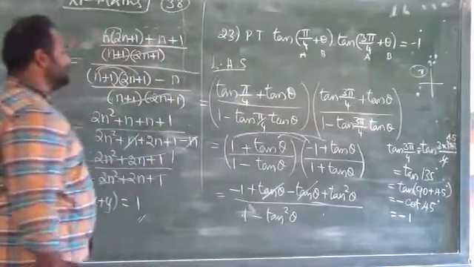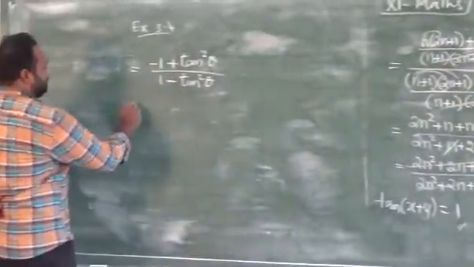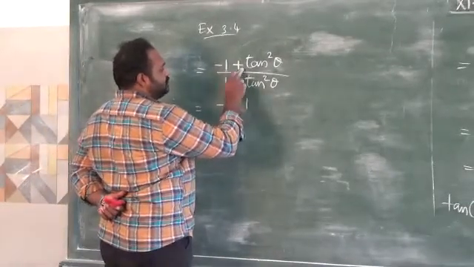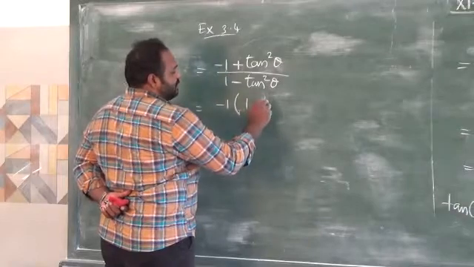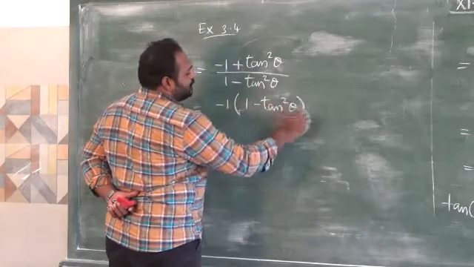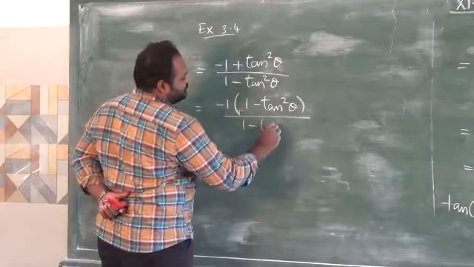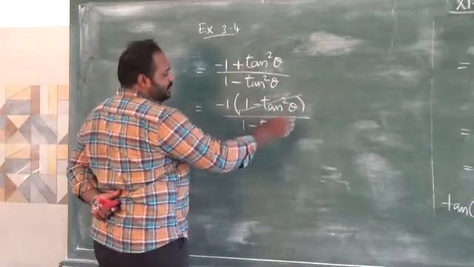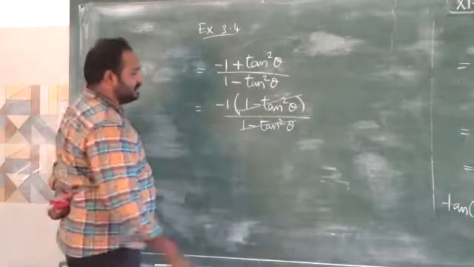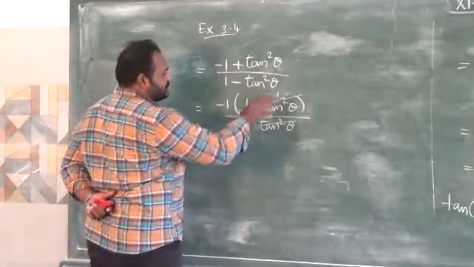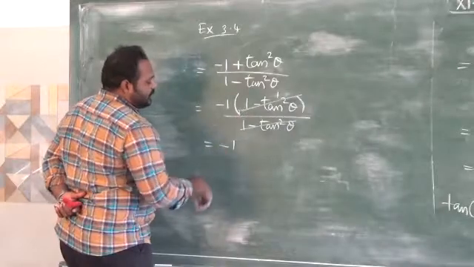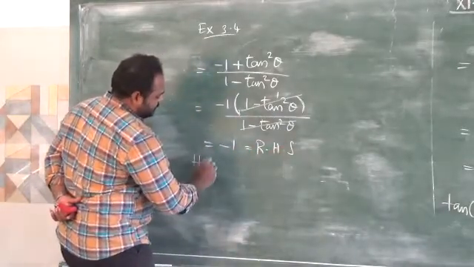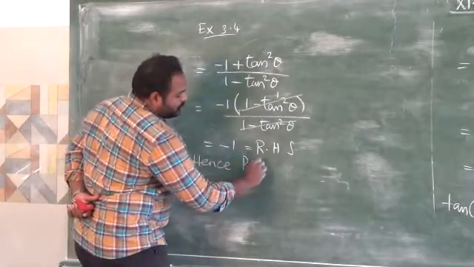So how can we bring the answer minus 1? Here I am going to take minus 1 commonly outside in the numerator. It will become minus 1 into 1 minus tan square theta, by 1 minus tan square theta. If you take minus commonly outside, the numerator and denominator values will be equal. So we can cancel it. So after cancelling, this is minus 1, equal to RHS side. Hence proved.